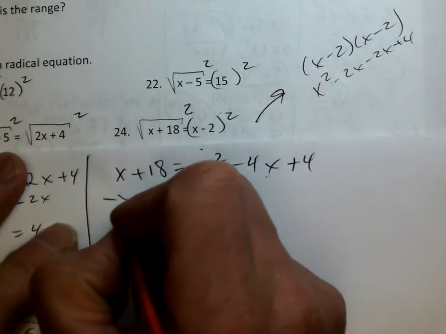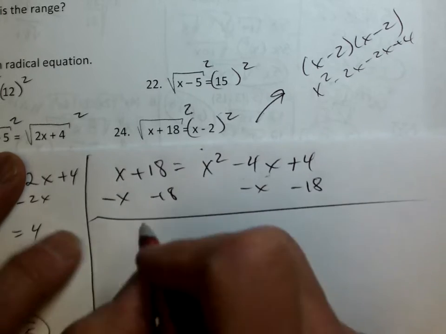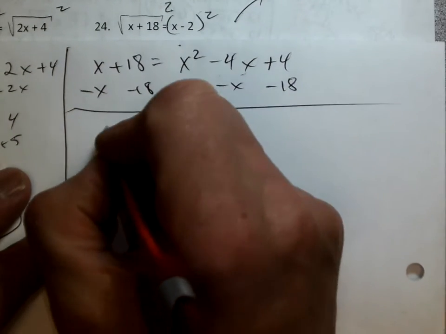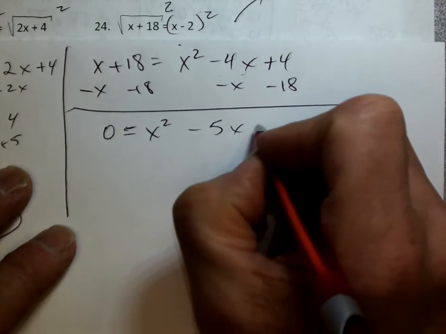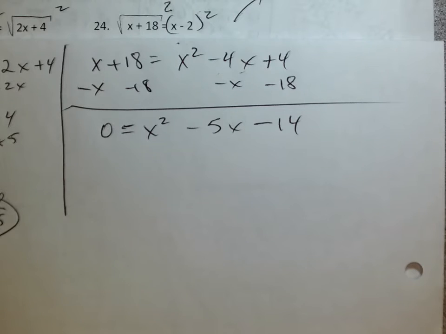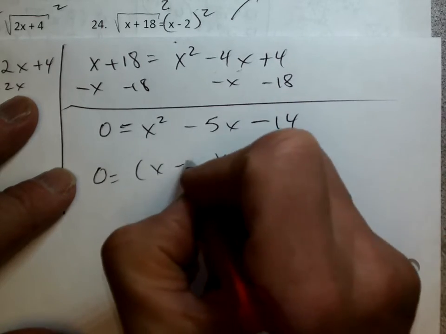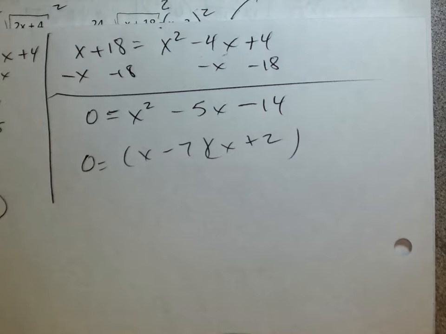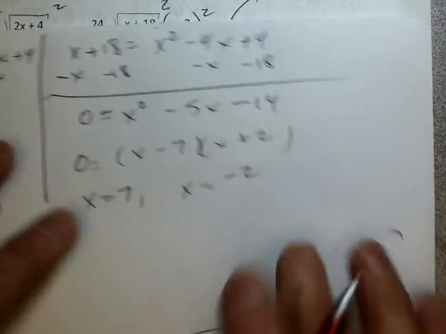First, let's bring over the x minus 18, minus 18, right? So to factor, I've got it set equal to 0. x squared minus 5x minus 14, right? Factor, right? x minus 7 and x plus 2. You guys okay with that? Because that'll make a negative 14 when I multiply them, but they'll add to a negative 5. Of course, we know the answers are the opposite. x is equal to 7 and x is equal to negative 2, right?